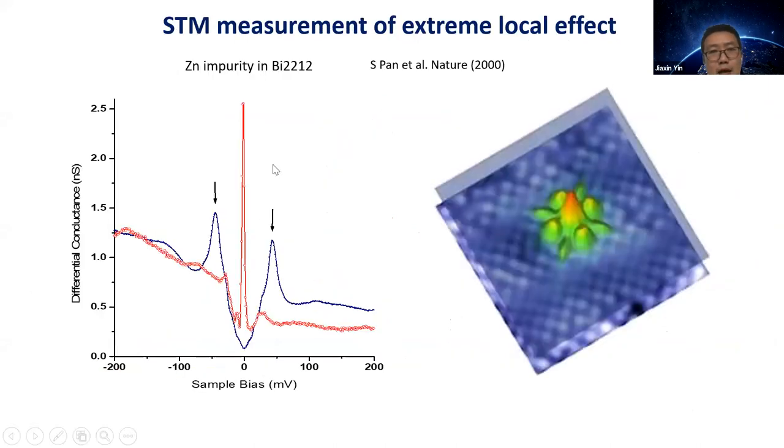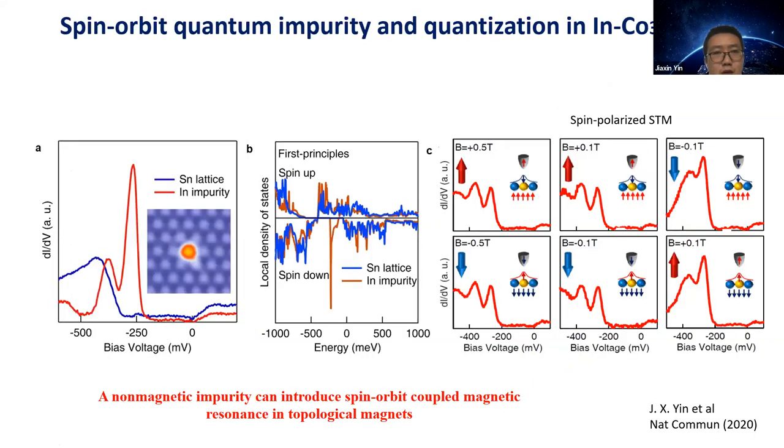And finally, STM is a very powerful technique to study extremely local effects. For example, in the high temperature superconductor Bi2212, people found that a non-magnetic zinc impurity can introduce a very sharp resonance, and the resonance real space pattern resembles the d-wave pairing symmetry. For the topological magnet, we also find that the non-magnetic impurity indium can introduce a very sharp resonance locally.